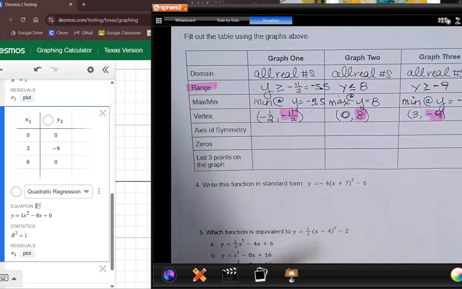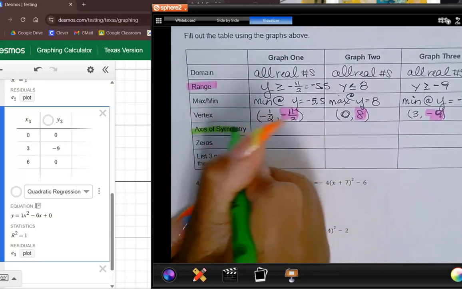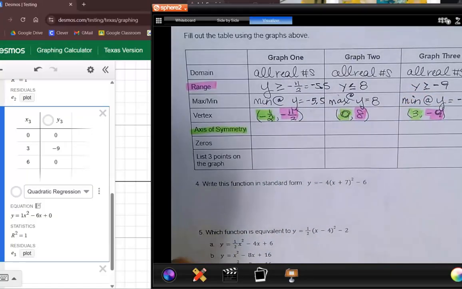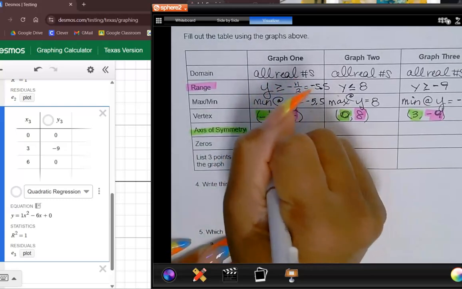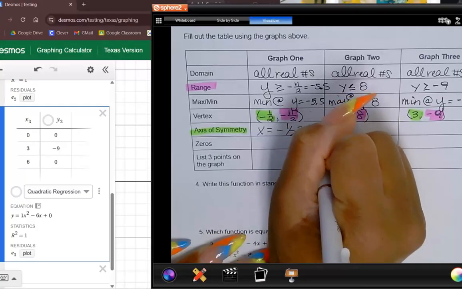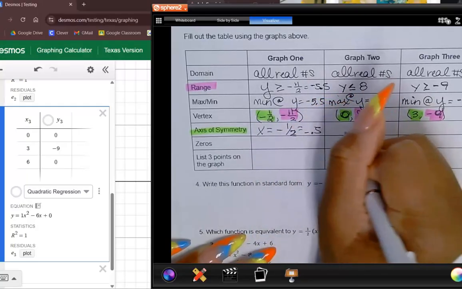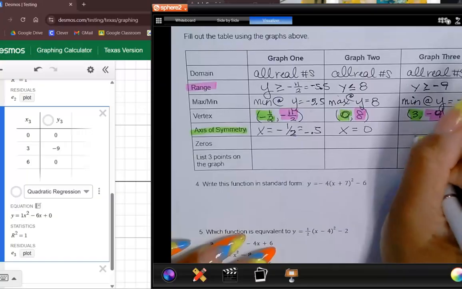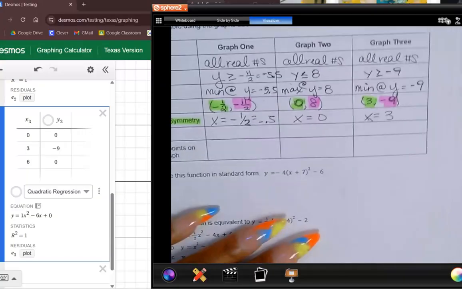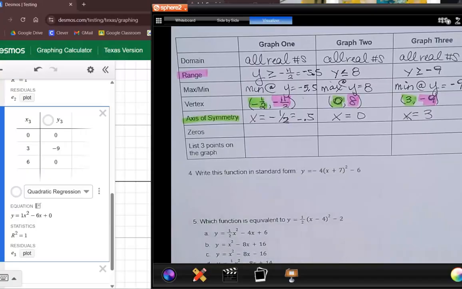My axis of symmetry is also derived from the vertex. Axis of symmetry is the green. So x equals -1/2 or -0.5. x equals 0. x equals 3. That's how we determine those.